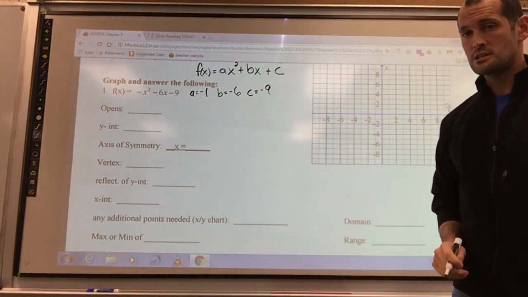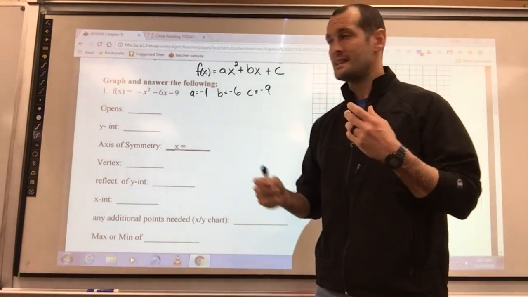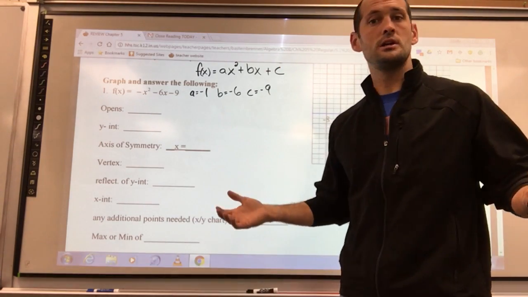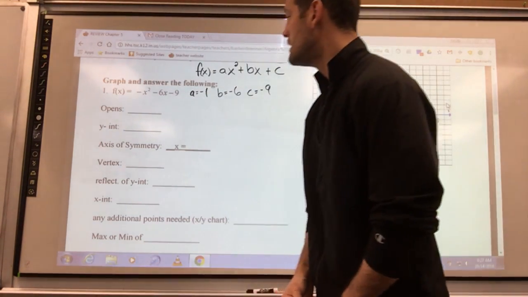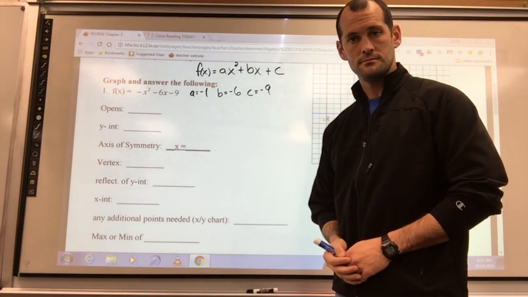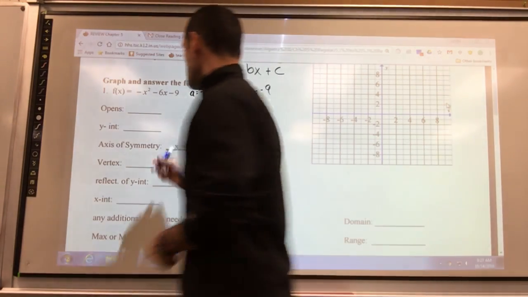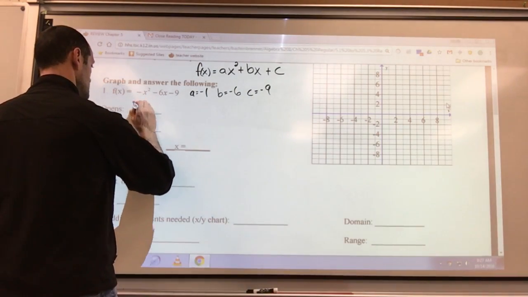So knowing these three terms, I'm going to first go through the instant information, okay? The stuff that I look and I know. We call it the look and know, all right? Immediately I know this opens down, okay? This is in your notes. If A is negative, it opens down. So right away, I just got an answer.